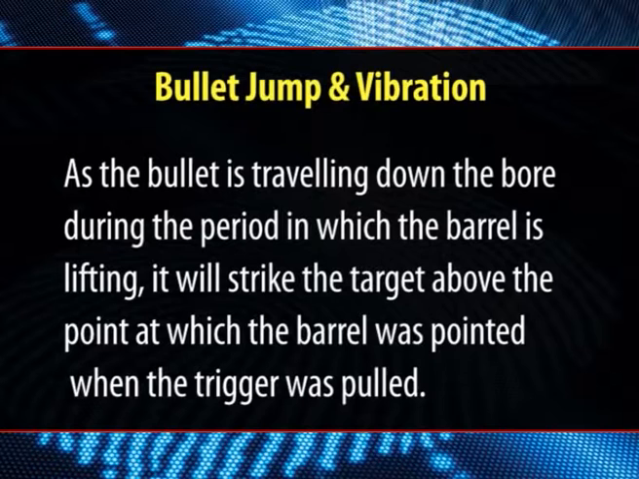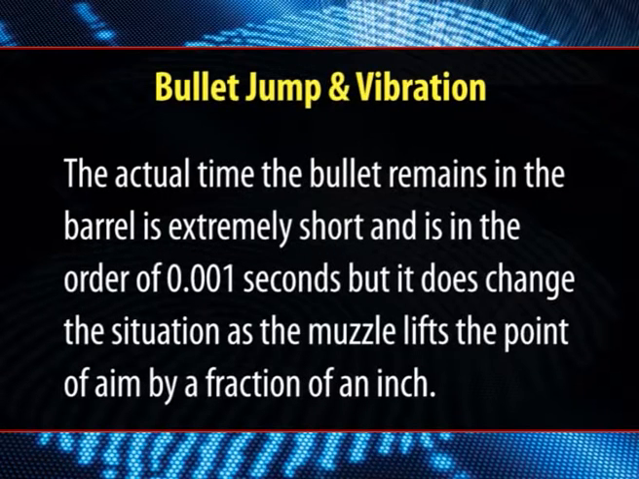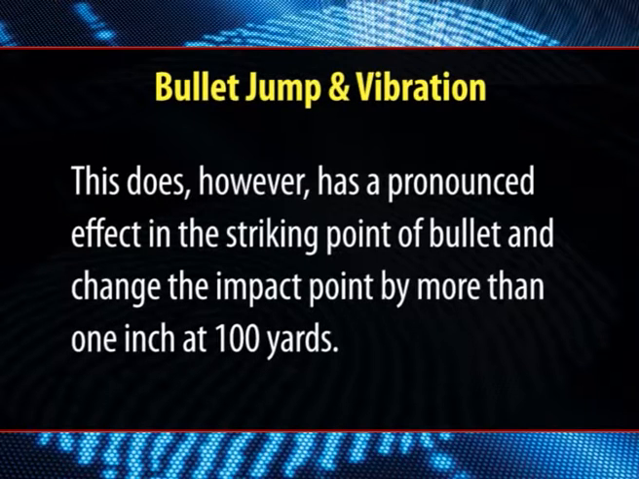As the bullet is travelling down the bore during the period in which the barrel is lifting, it will strike the target above the point at which the barrel was pointed when the trigger was pulled. The actual time the bullet remains in the barrel is extremely short, in the order of 0.001 seconds, but it does not change the situation, as the muzzle lifts the point of aim by a fraction of an inch. This does, however, have a pronounced effect on the striking point of the bullet and changes the impact point by more than 1 inch at 100 yards.